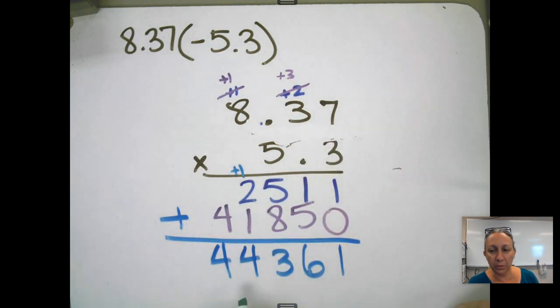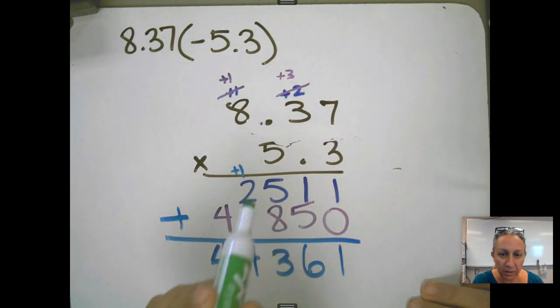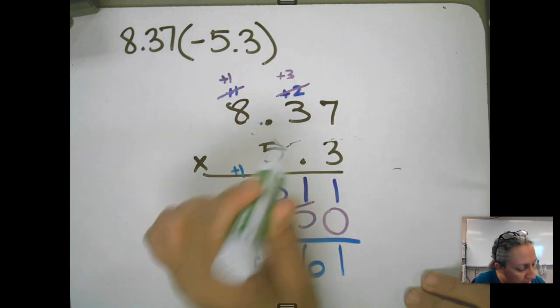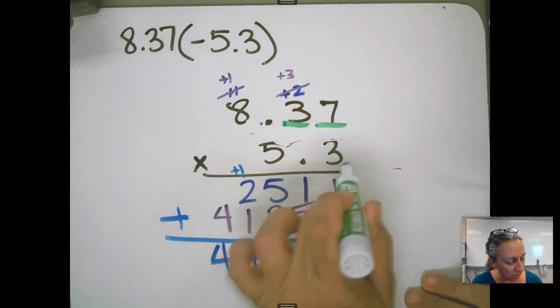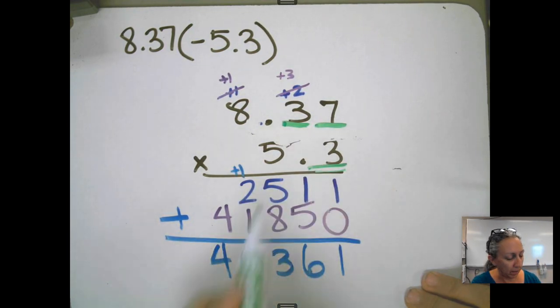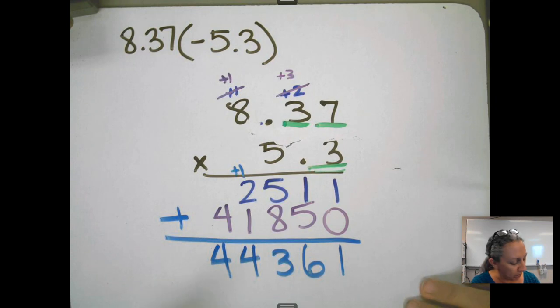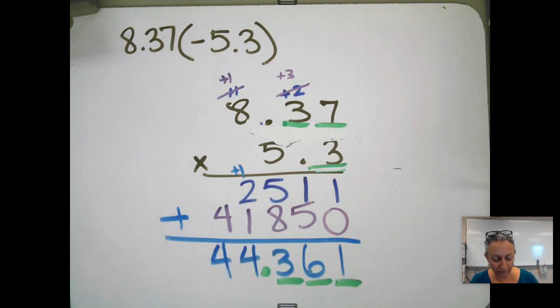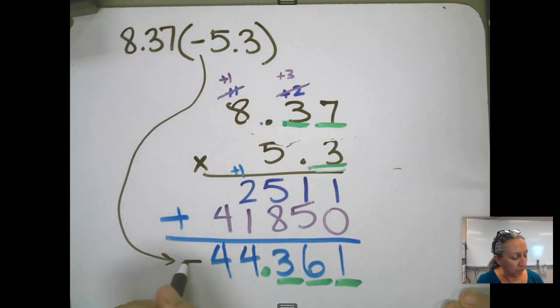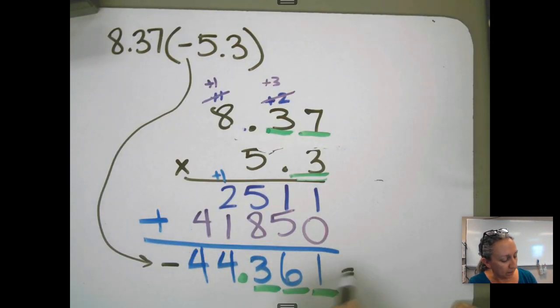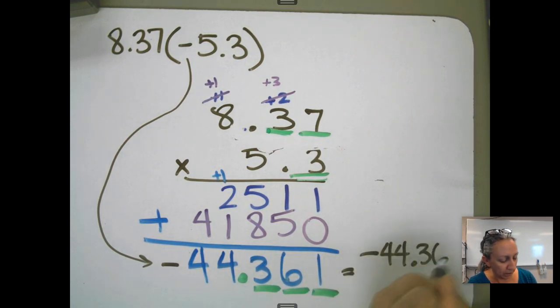The easiest way to figure out where to put your decimal on your answer is simply to count up how many there are in the problem and put that many in the answer. So here's your decimal. So there's 2 decimal places right there. And here's another decimal. So there's 1 more right there. So I have 1, 2, 3 decimal spots in my problem. So I need to have 1, 2, 3 in my answer. So that's going to tell me where to put my decimal. The only thing I have left to do is I can't forget about that negative sign. It has to come down here. So my answer is negative 44.361.